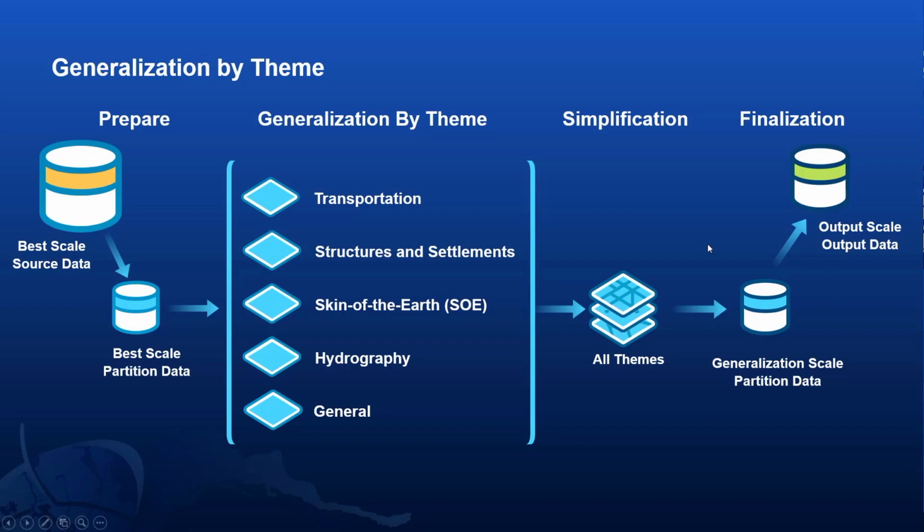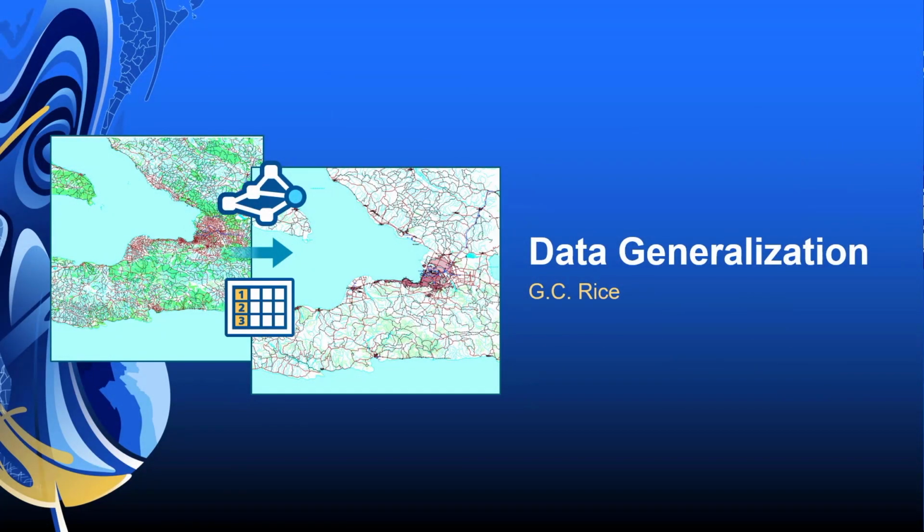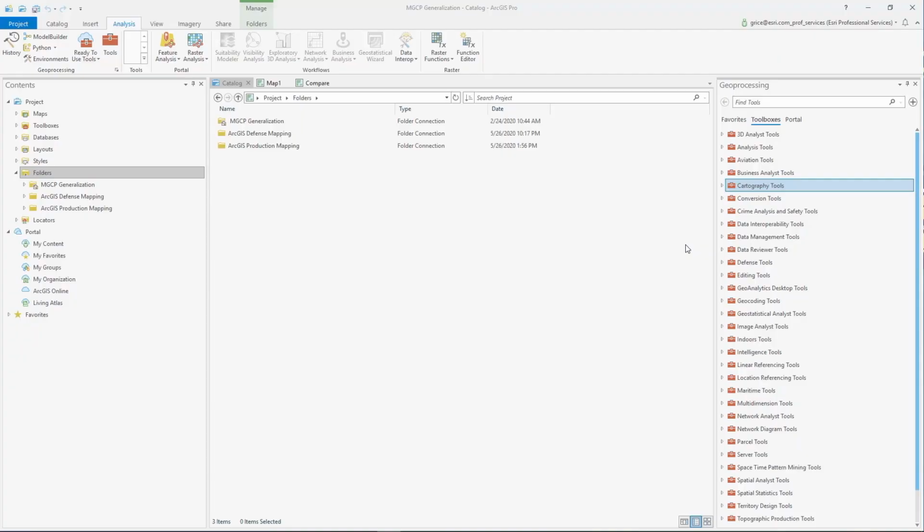So the generalization models, along with the rule files, automate this entire process. So let's jump into our final demo. We'll look at the generalization models and rule files, where they exist in the solution, and then also some before and after generalization results. So I'll switch to Pro, and we'll start with the geoprocessing tools for generalization.